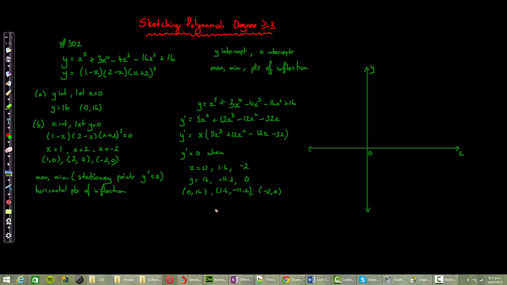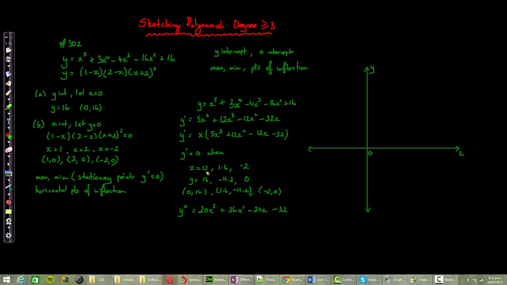Okay, so how do we distinguish? Well, what I'm going to use is the second derivative test to allow me to do this. So let's get the second derivative. This notation here, y double dash, is when you are deriving for a second time using Newton's notation for derivatives. So taking our first derivative and deriving it again, we're going to get 20x cubed plus 36x squared minus 24x minus 32.